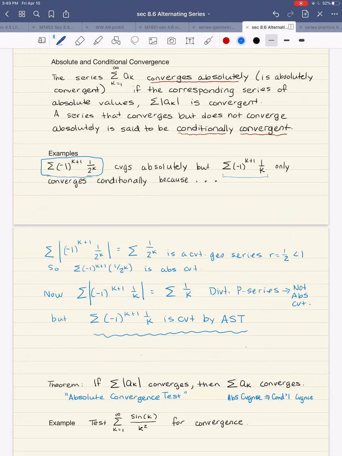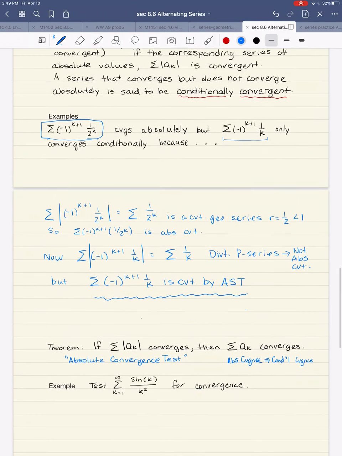So it's possible that you're going to have a series that's absolutely convergent and therefore convergent. It's possible that you'll have a series that's not absolutely convergent, but it is conditionally convergent. And thirdly, it's possible that you're going to have a series that's just plain divergent. It doesn't converge in absolute value, and it does not converge as an alternating series.